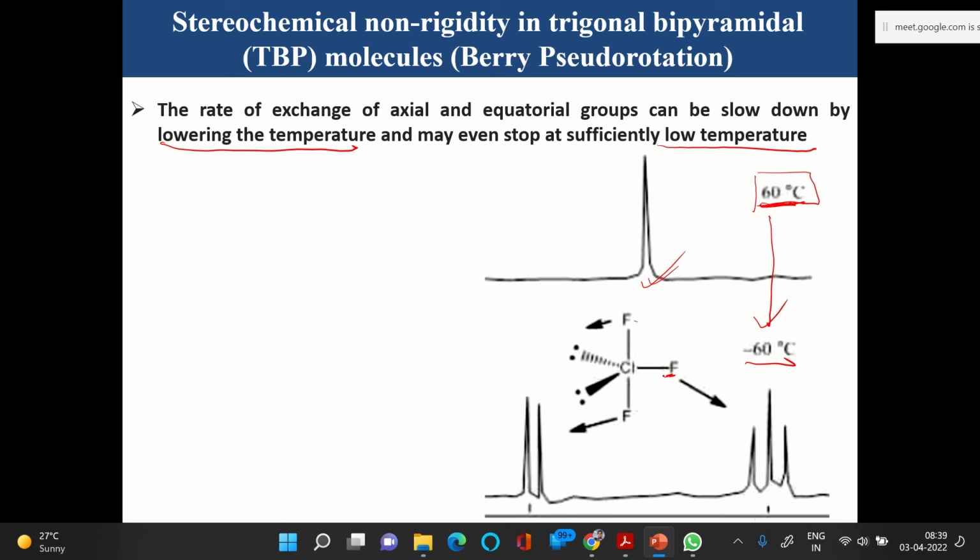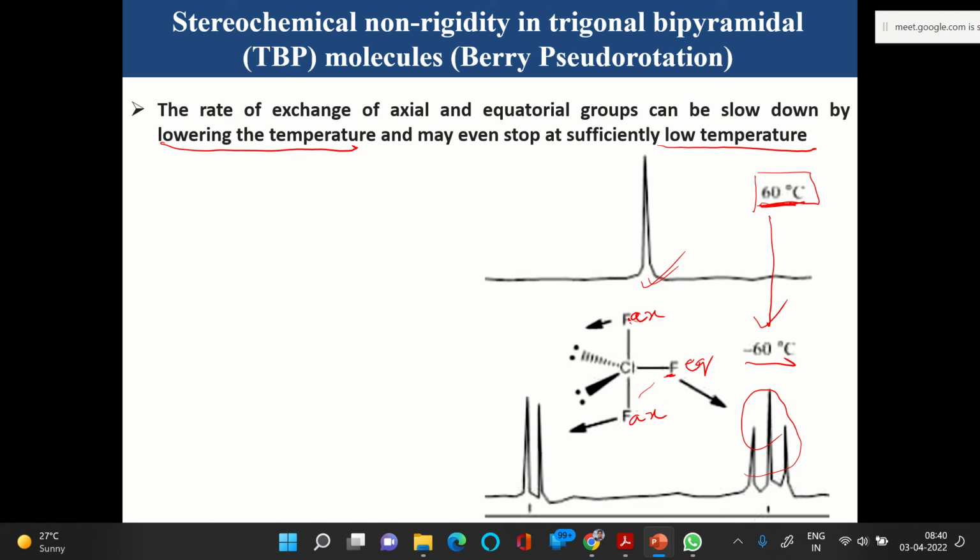The equatorial fluorine is affected by fluorine number 1 coupling with it, so it splits into 2, and then the second fluorine splits it into 3, so a triplet will be obtained. This is the axial, and this is the equatorial. You also expect the integrated intensity of the axial signal to be higher than this one. All these features you can analyze and find to be truly happening here.